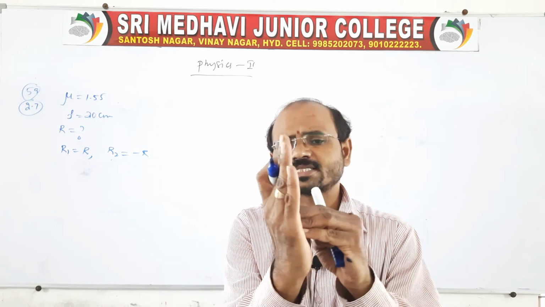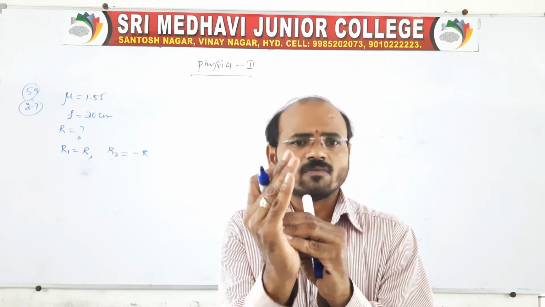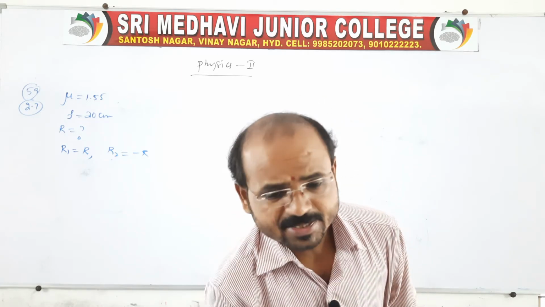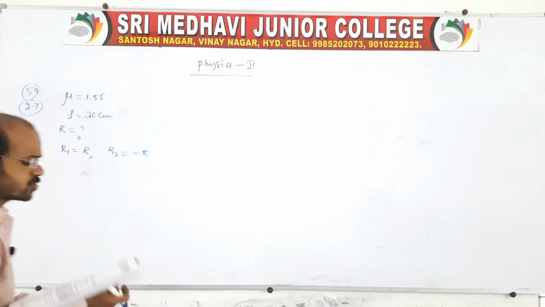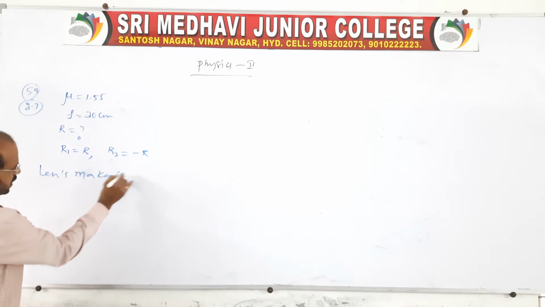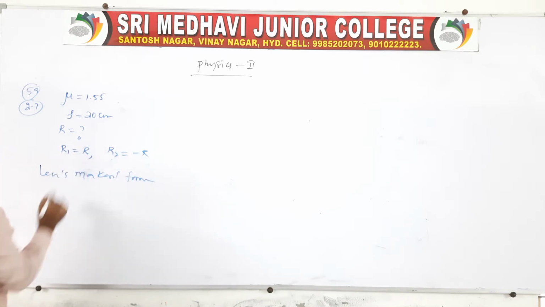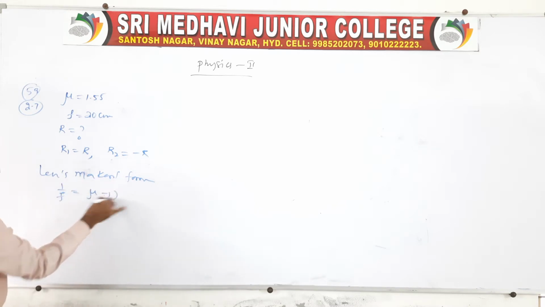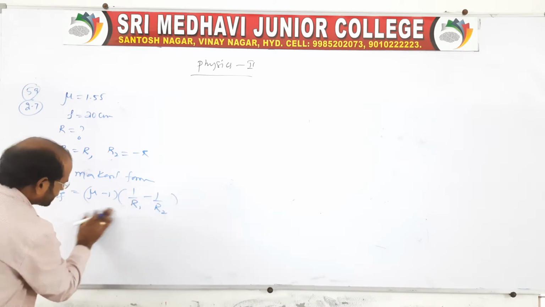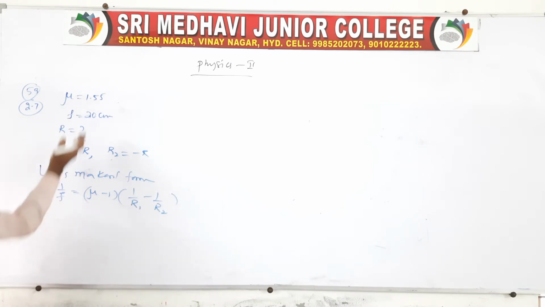See, this lens is taken as one lens, and this one is taken as the other lens, as refracting surfaces, so the sign convention is to be applied. Then by using the lens maker's formula, because he is asking what radius of curvature, both will be the same r only. So 1 by f is equal to mu minus 1 into 1 by r1 minus 1 by r2. Here mu is given, focal length is given, and r1 and r2 you take as r.